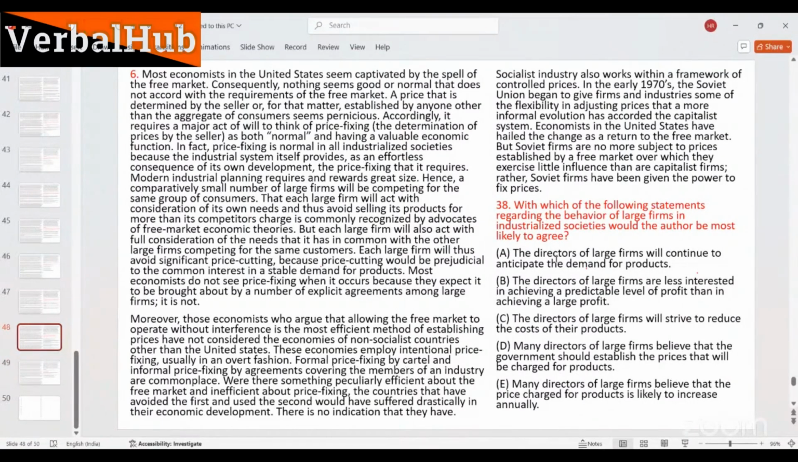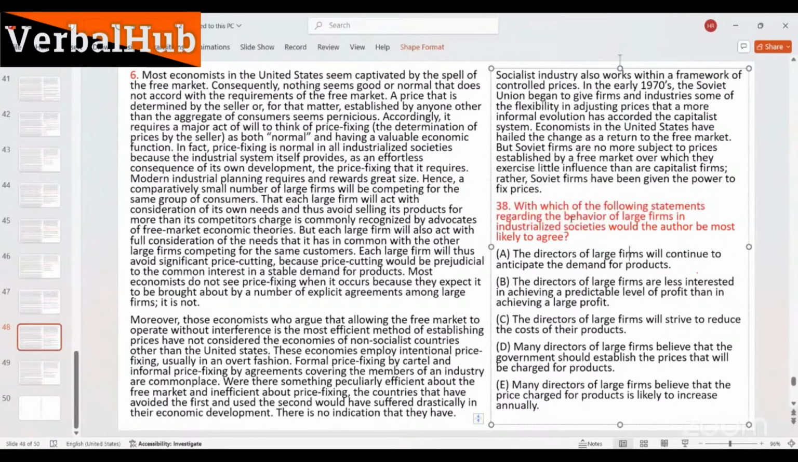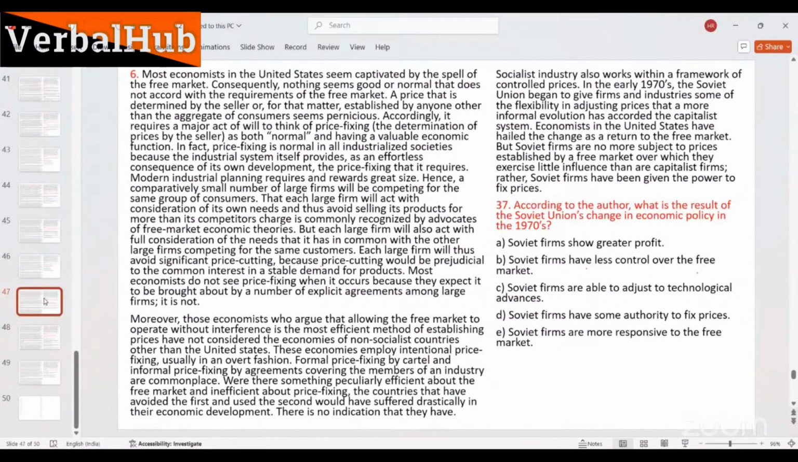This is again an inference question. Though inference is related to a certain line, so it is easy. What if you find that it is talking about the behavior of large firms? So if it is somewhere large firms or small firms, in that case giving the answer will be easy. That we will do in the next one.